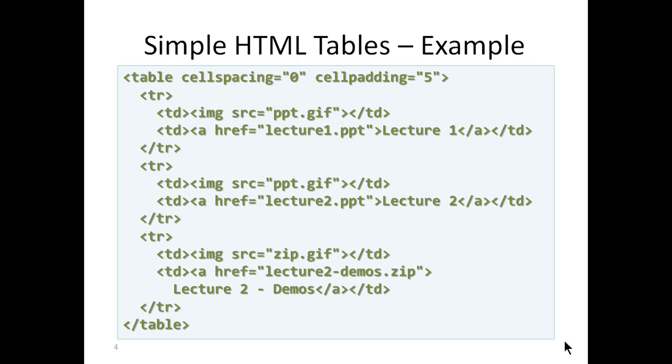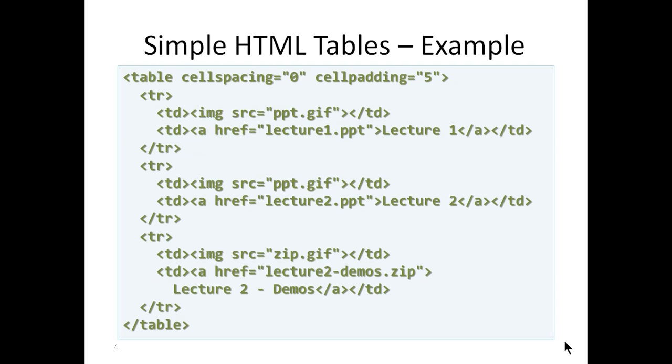In that, image src is equal to ppt.gif. We are again putting an image, but that image is the same as the first image, okay. src, source is equal to ppt.gif. Image is the tag, src is the attribute, and its value is ppt.gif. Closing the td tag. So the first cell is closed.